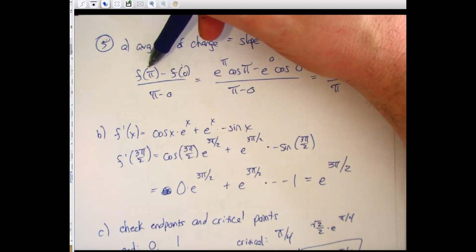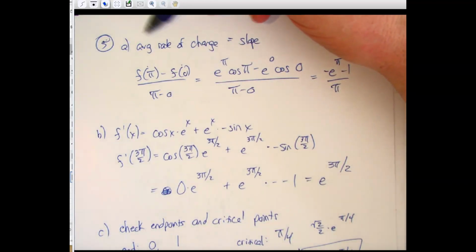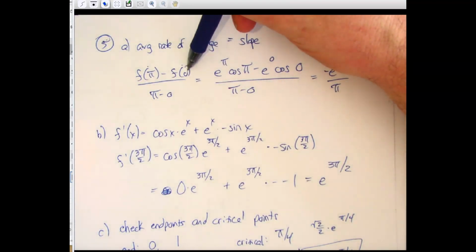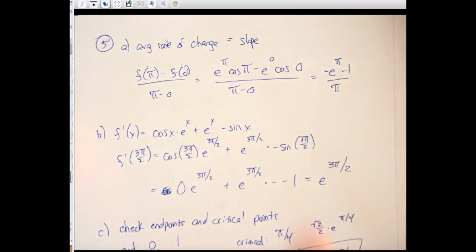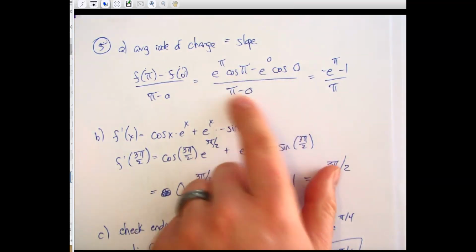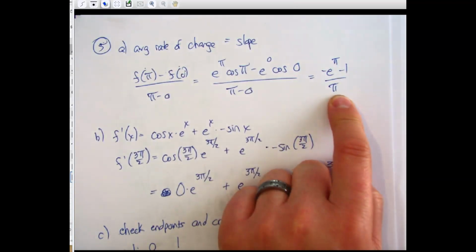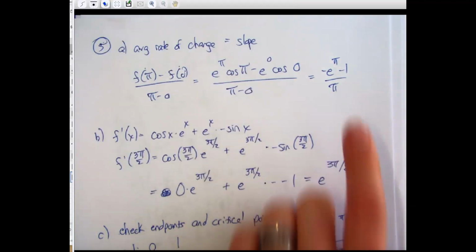So you're plugging in pi to the original equation minus plugging in 0 to the original equation to find the y2 and the y1. And these are your x2 minus x1. So if I plug in, here's what I get, and then just working through and simplifying, I get to here.